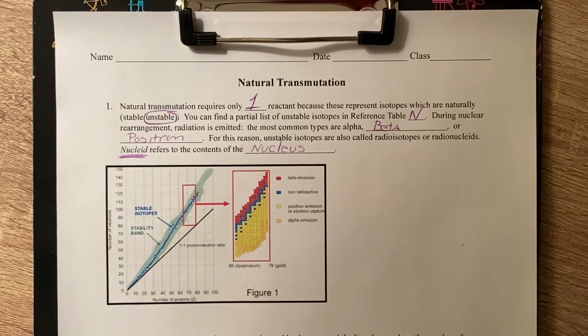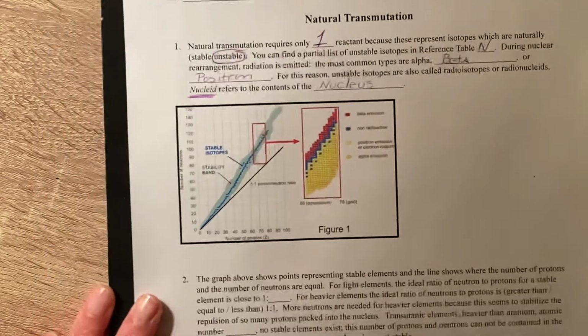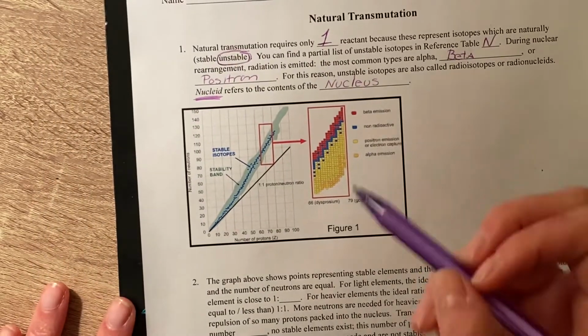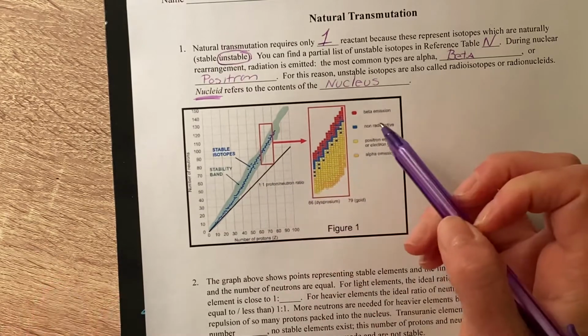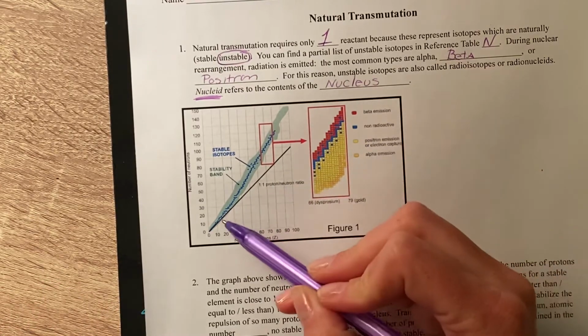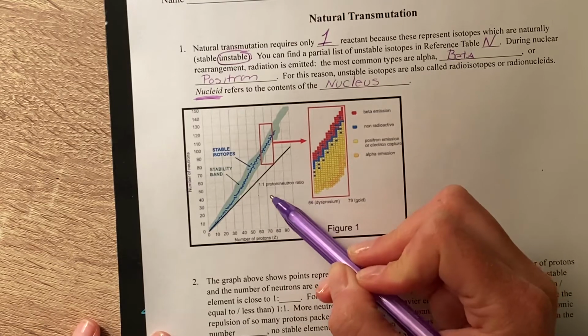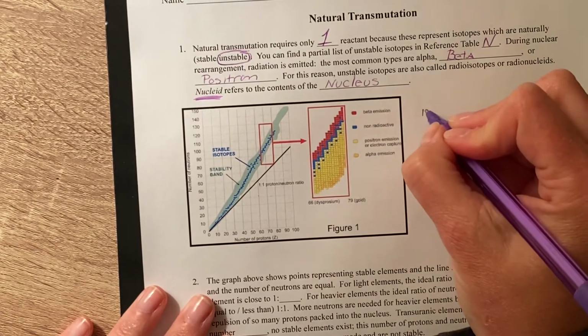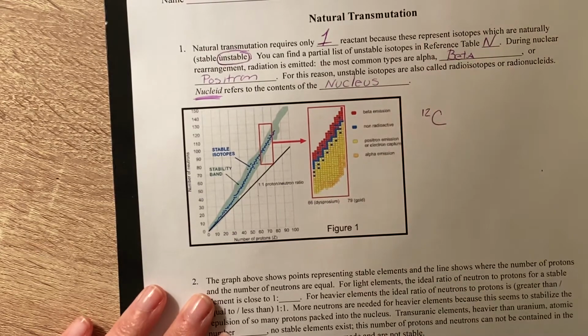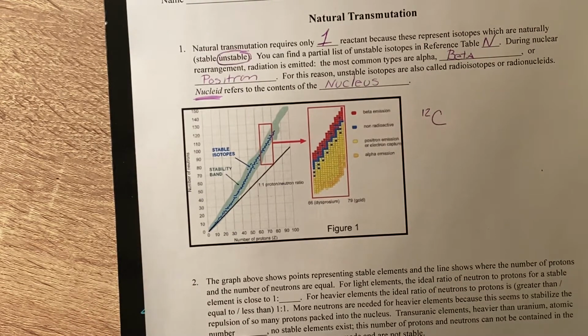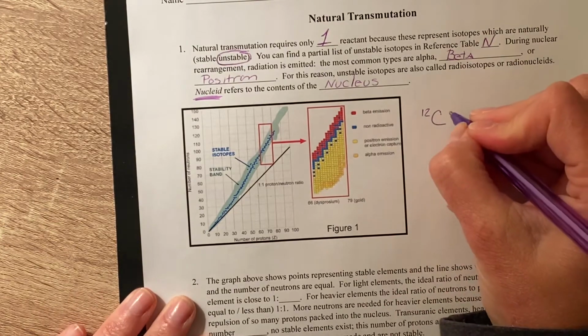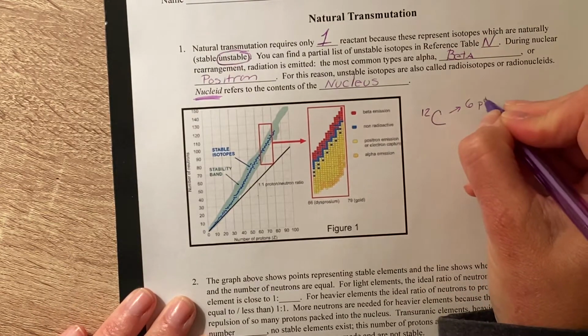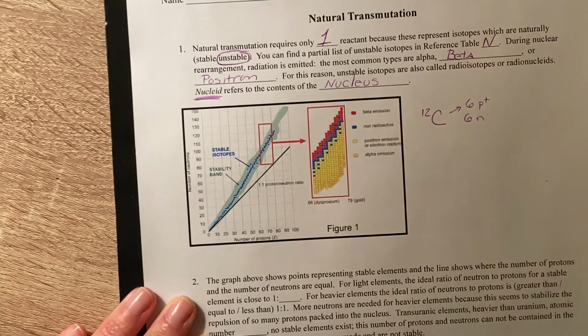Now this graph here shows us this line of stability. If you have a 1-to-1 proton to neutron ratio, that indicates you have a fairly stable nucleus. What do I mean by that? If I have carbon, and the most common isotope of carbon is carbon-12, that means I have 6 protons, 6 neutrons.